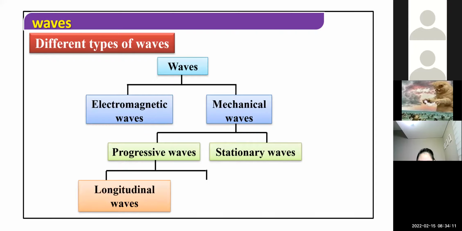Here, waves are basically classified into two categories. One is the electromagnetic waves, and the second one is the mechanical waves. Then we have mechanical waves divided into progressive waves and the stationary waves. Waves can also be longitudinal waves and transverse waves.